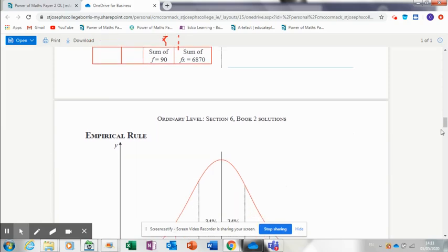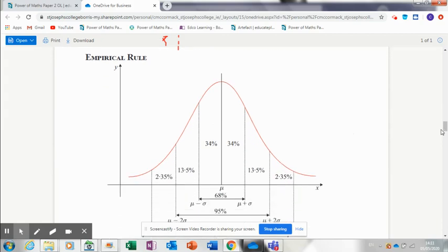Question 4. Going back again to the empirical rule, we know that the mean minus 1 standard deviation and the mean plus 1 standard deviation, where this mu here is the mean. This is minus 1 standard deviation, this is plus 1 standard deviation, and remember 68% of this total area is within 1 standard deviation of the mean. So from here to here is 68%, 34% above the mean, 34% below, because I divide 68 by 2.